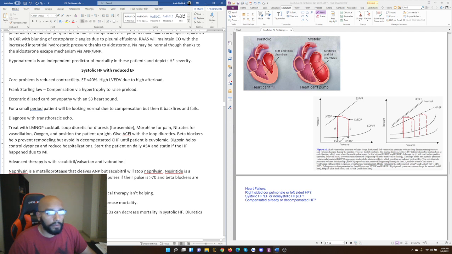It was one of the last medications discussed in step 1 cardiac pharmacology, First Aid. Ivabradine reduces SA impulses if their pulse is over 70, and beta blockers are contraindicated in the patient. Right, so you can use ivabradine if a beta blocker is necessary, but don't use a beta blocker if it's contraindicated, such as in a patient who has decompensated heart failure.